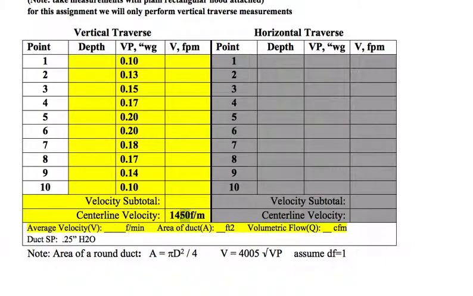The center line velocity I guessed at being this amount. Apparently it's going to be a lot different than that amount, but you can ignore that for now since you're not being asked that anyway. Okay, so the average velocity, you would calculate that average of these 10 numbers and put it in there.